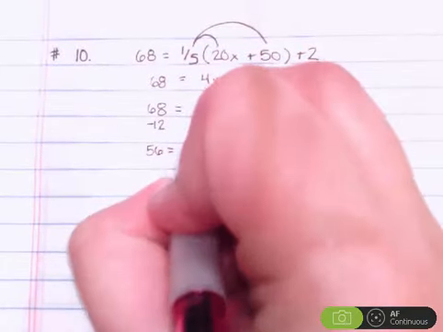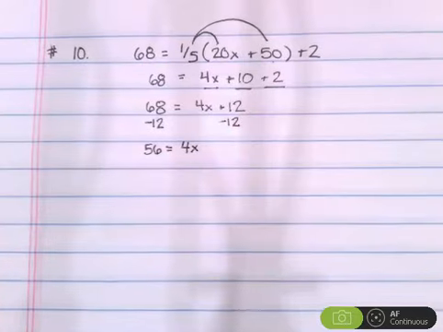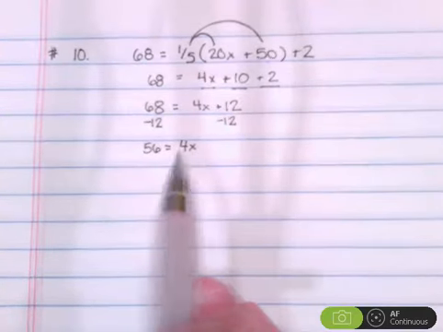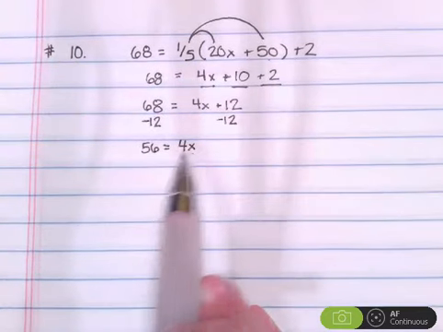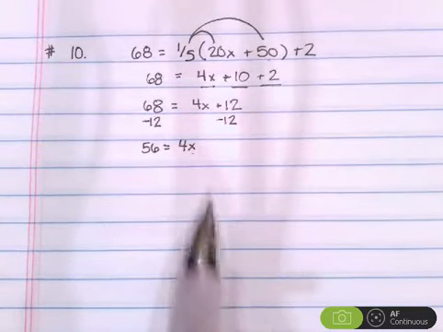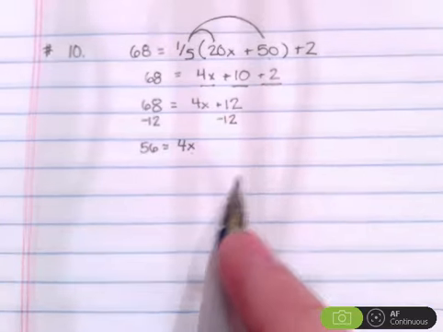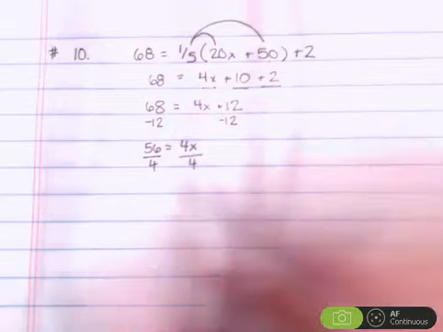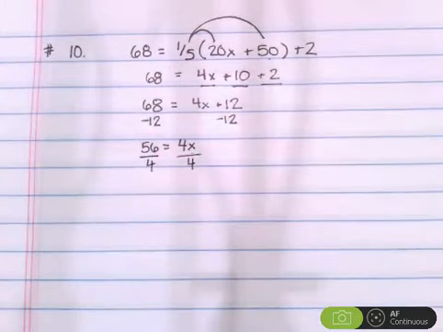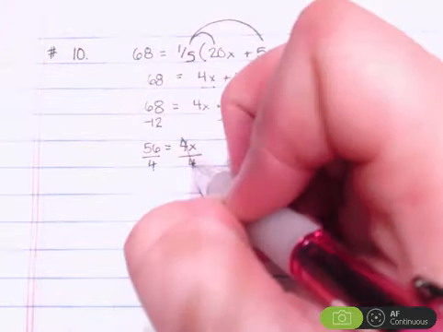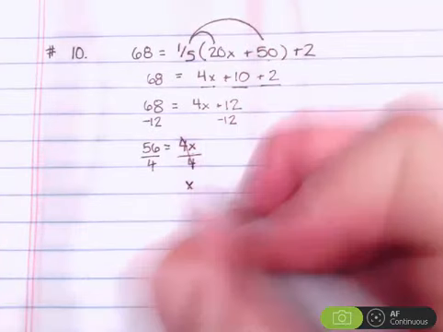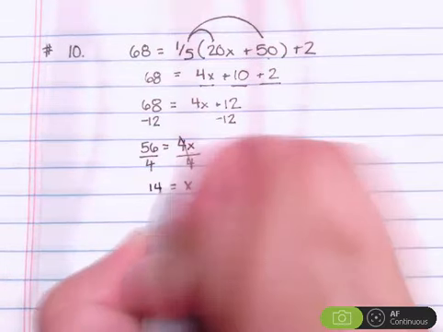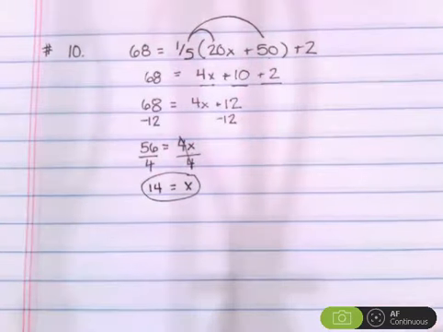equals 4 times x. So we still don't have x by itself, but remember 4x means 4 times x, or 4 multiplied by x. And remember, the inverse of multiplication is division, so we are going to divide by 4 to get rid of that, and divide by 4 over here. So when you do that, these 4's divide out, and you're left with just an x, and then 56 divided by 4 is 14. So then your answer is x equals 14.